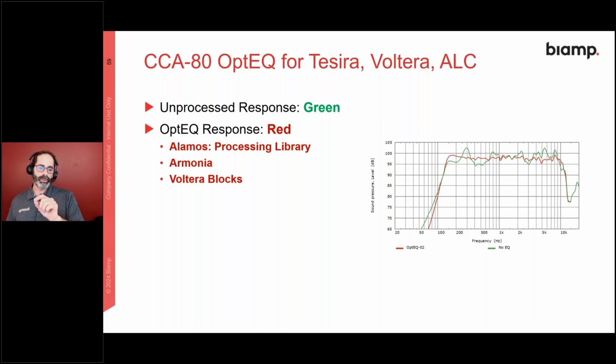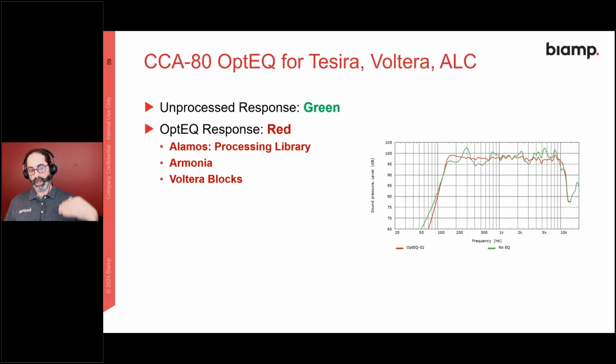So you get the FIR filter, high pass filter that optimize the speakers so it'll sound good, but it's also protecting it. The two leading causes of premature loudspeaker failure are too much power or producing bass frequencies that are below its limits. So that's what the OptEQ provides in Tesira.